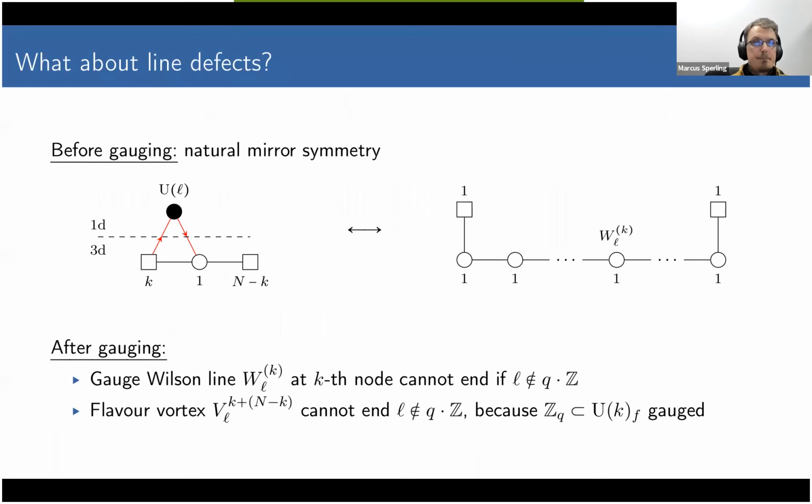Now, let's have a look at the defects. Again, I draw a picture before gauging because there everything is sort of okay. And after gauging, I just say some words, but the spirit should be understood with some caution. So before gauging, again, on the Abelian mirror, we have the Wilson lines of any charge, and on the side.